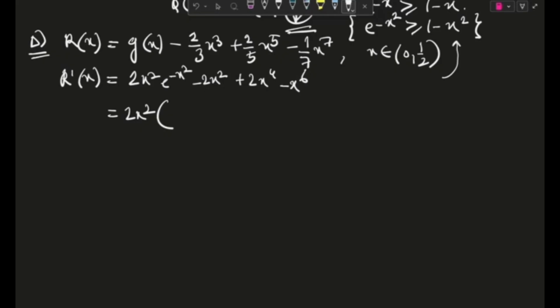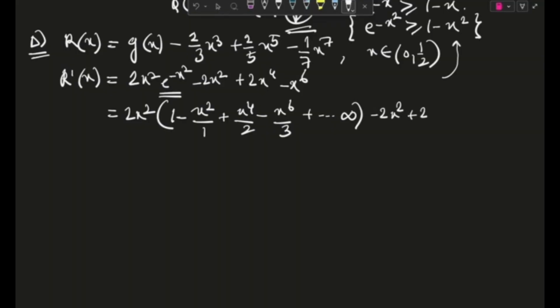Okay, what I will do is, we know that e power minus x square can be expanded, so I will put down the expansion for e power minus x square here. You can do this in the last option also. Actually the thing will be simpler, because finding all this out will take longer than simplifying a few powers. And this will be your minus x power 6 by 3, and this is up till infinity, we don't know, and minus 2x square plus 2x power 4 minus x power 6.